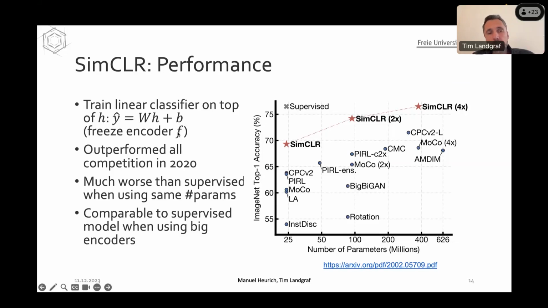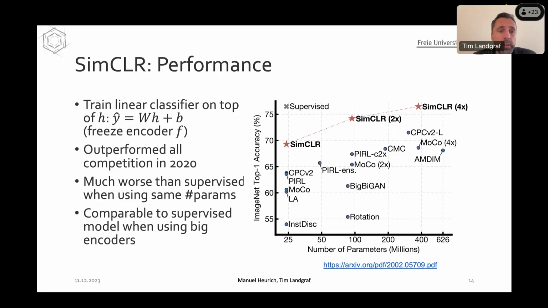So we have thrown away G already, and then train a new classifier, basically only for ImageNet, on H, but F stays the same. So the embedding that gives us H isn't changed at all.